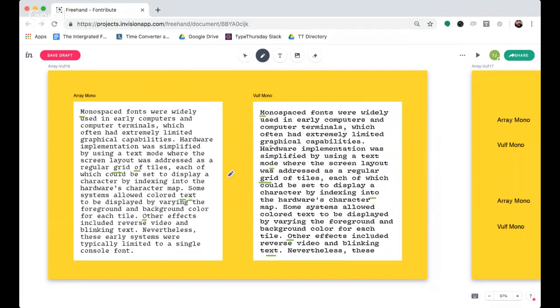So that's already very interesting. Let alone the general typographic weight difference of the two, right? Array Mono is lighter, Vulf is heavier.